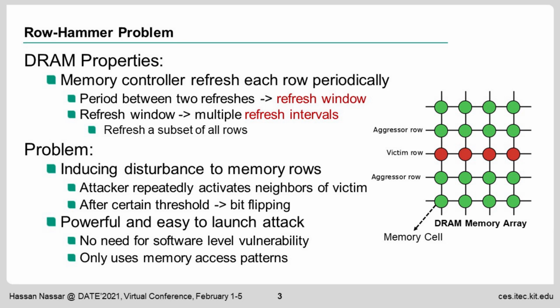The attacker induces disturbance to the memory rows. This is achieved by repeatedly activating the neighbors of the victim row until bit flipping happens. It's a powerful and easy to launch attack, as it doesn't need a software level vulnerability but uses memory access patterns.